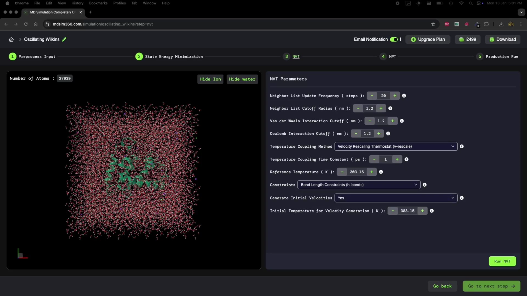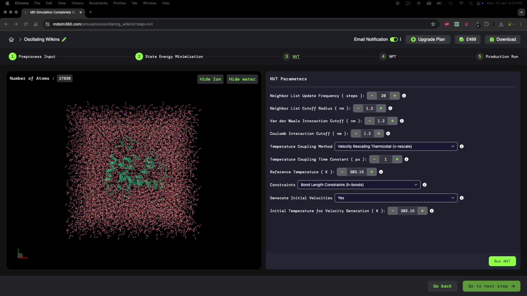Next, we have the temperature coupling time constant. This constant determines how quickly Gromacs adjusts the system's temperature. A common setting for this is 1 picosecond, which means Gromacs will make adjustments every picosecond to ensure the temperature is stabilized. The reference temperature in our case is set to 303.15 Kelvin. This is the target temperature we want the system to maintain during the NVT step.